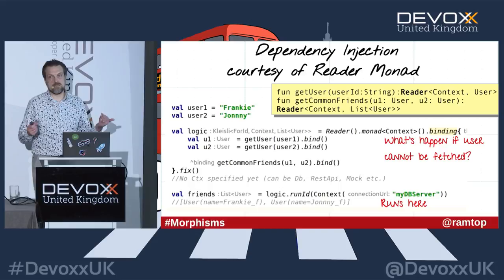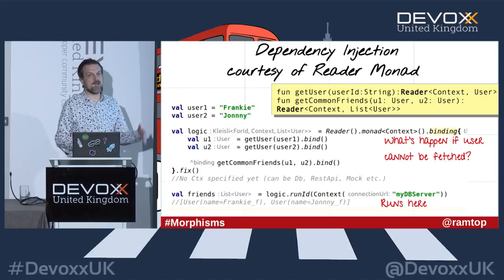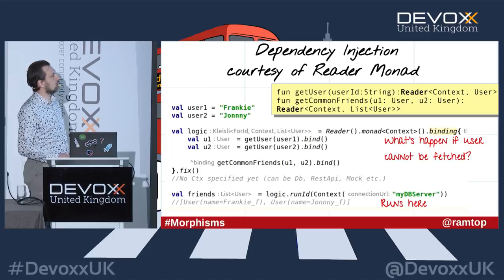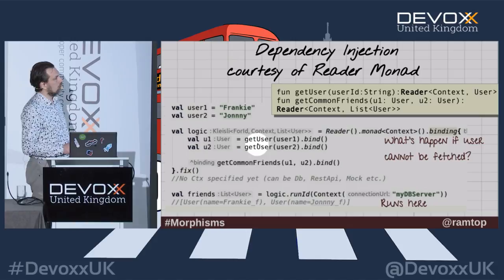I mean, it can be REST API, it can be database, it can be local cache, it can be mock for test, whatever. But all the logic here, we just write as if it was simply what do we do with user 1, with user 2, and then with user 1 and user 2, we can go to this other method that finds the common friends for 1 and 2, and then return the result.